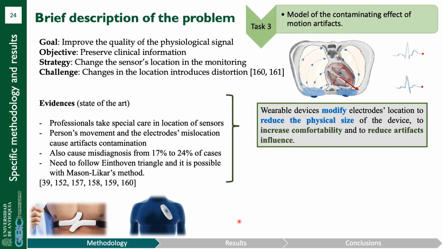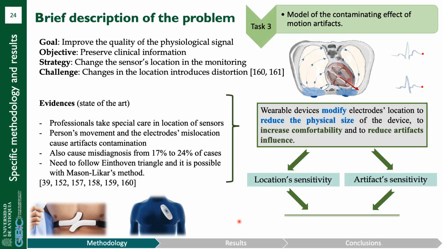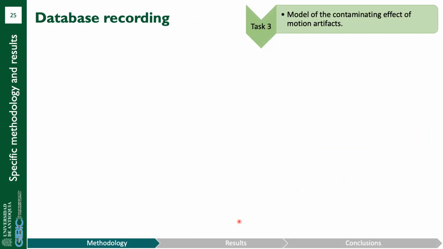The problem with this is that some wearable devices modify electrode location to reduce the physical size of the devices, also to increase comfort and to try to reduce the motion artifacts. But there is no real proof that this change in the location improves the signal. Then we propose a measurement of the location sensitivity and also the artifact sensitivity when we change the location of the electrodes in the body. After that, we obtain a computational model that allows us to evaluate the sensitivity of these changes.